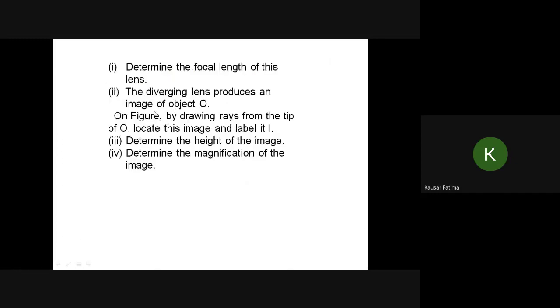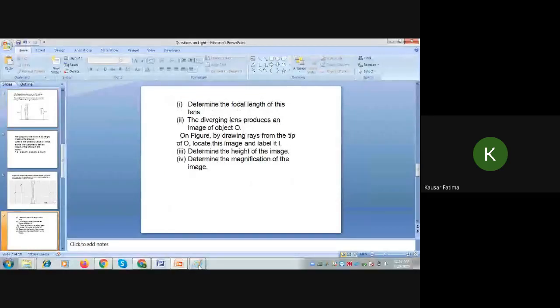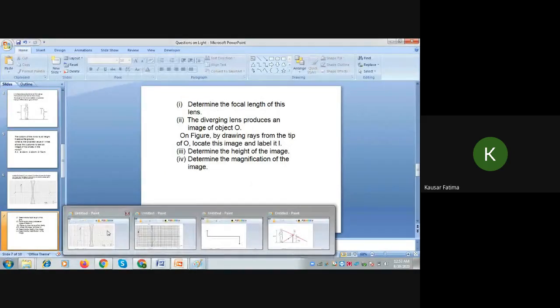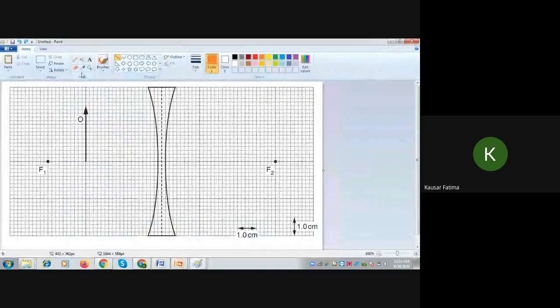The diverging lens produces an image of object O. On the figure, by drawing rays from the tip of O, locate this image and label it I. So what will you do for this purpose? This is the diagram. Here I have to take the ray starting from the top of the object, and take it to the central line here.